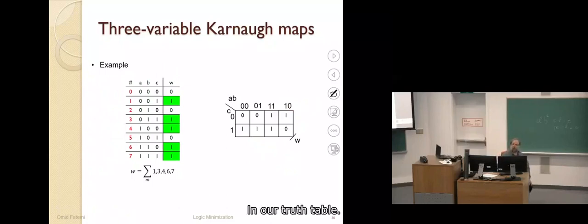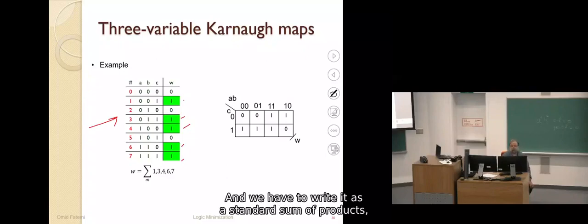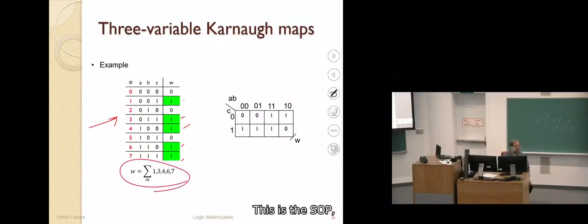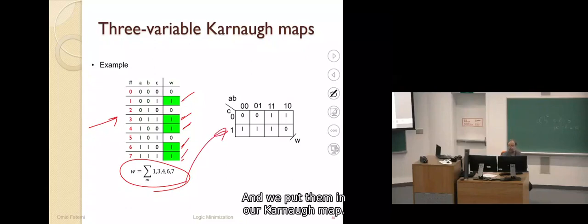You see, in our truth table, we have 1, 2, 3, 4, 5 ones and 3 zeros. And we have to write it as a standard sum of product, which we have written here. This is the SSOP, a standard sum of product. So the terms of 1, 3, 4, 6, and 7. These 5 terms are there. And we have to start from this. And we put them in our Karnaugh map.